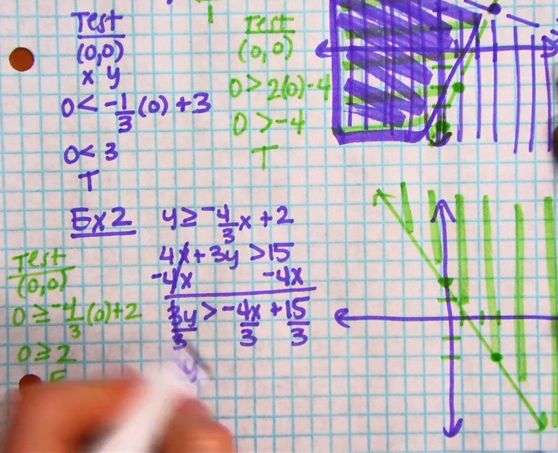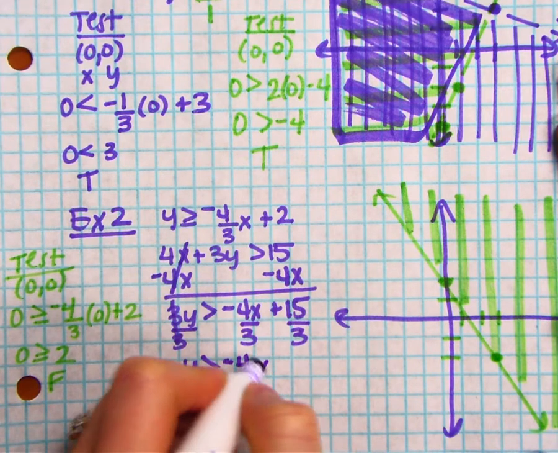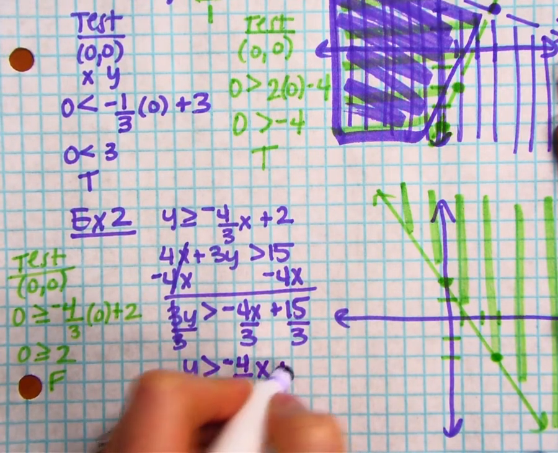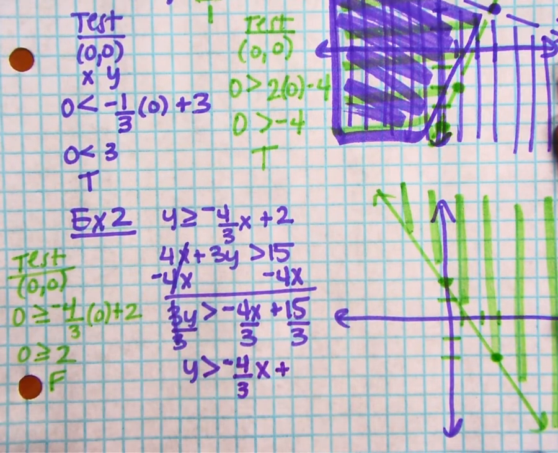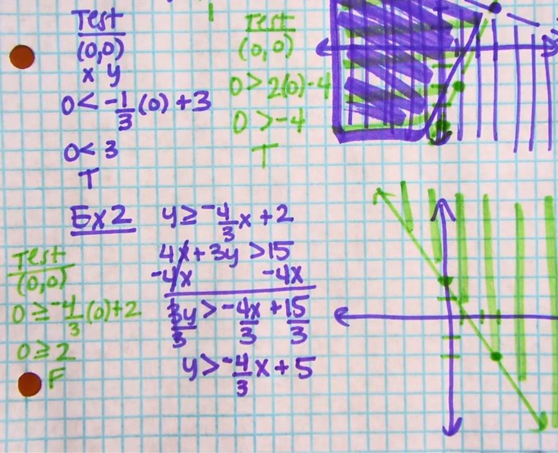Instead of the greater than. But I'm going to keep the greater than. I can't simplify this, so I'm stuck with negative 4/3 x, and then 15 divided by 3 is 5. Now, is y by itself? Yes. So first step, totally done.